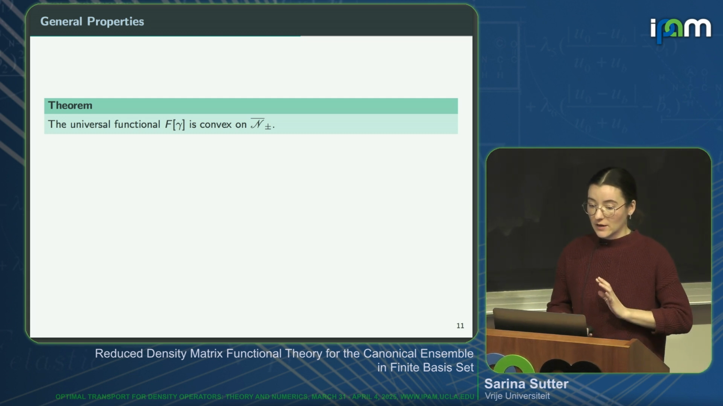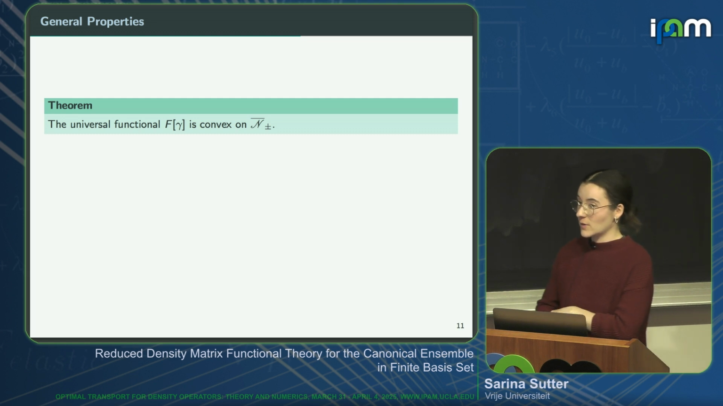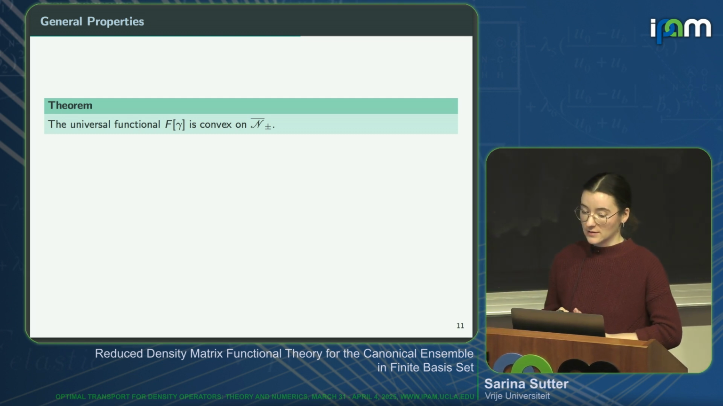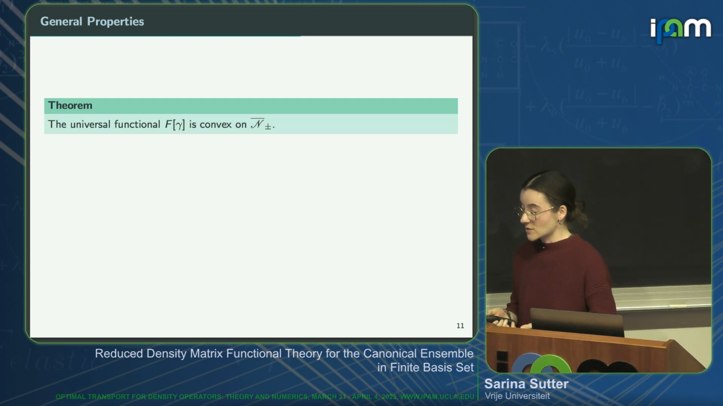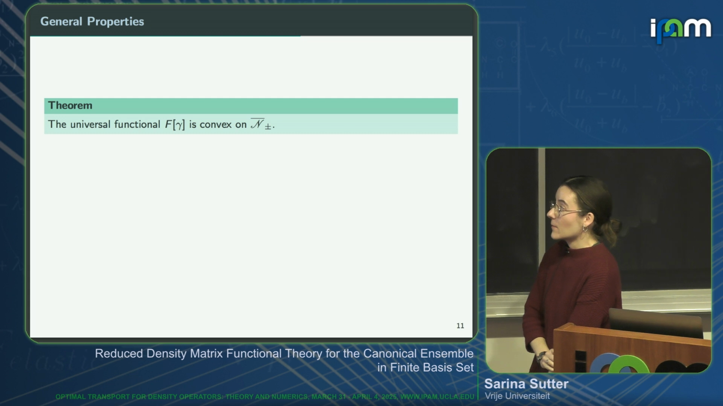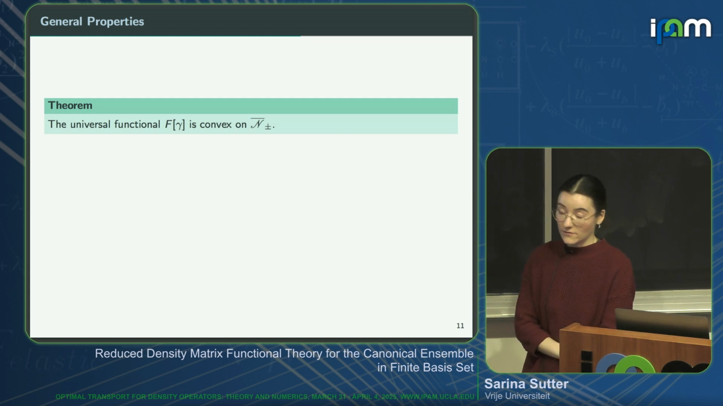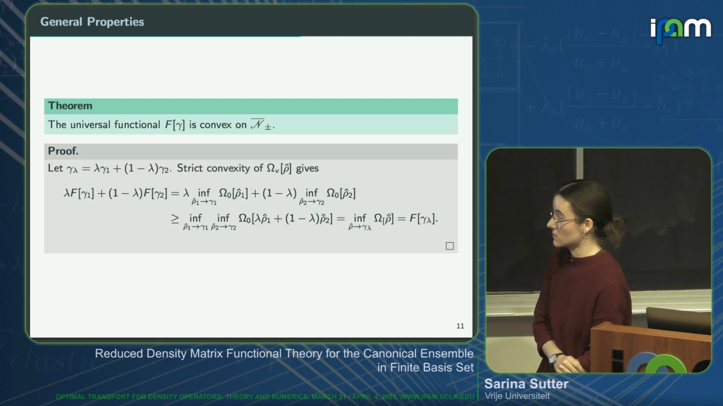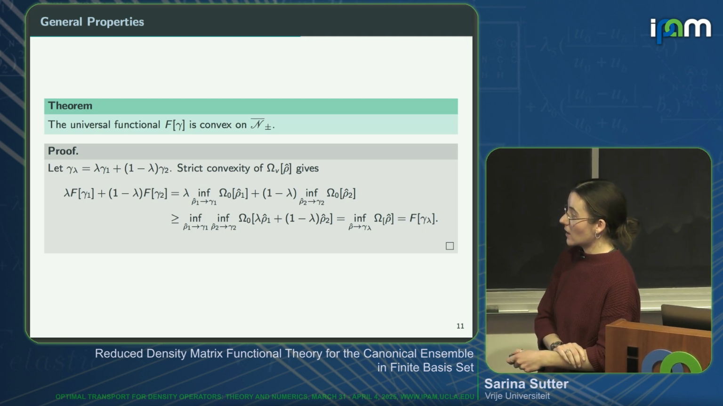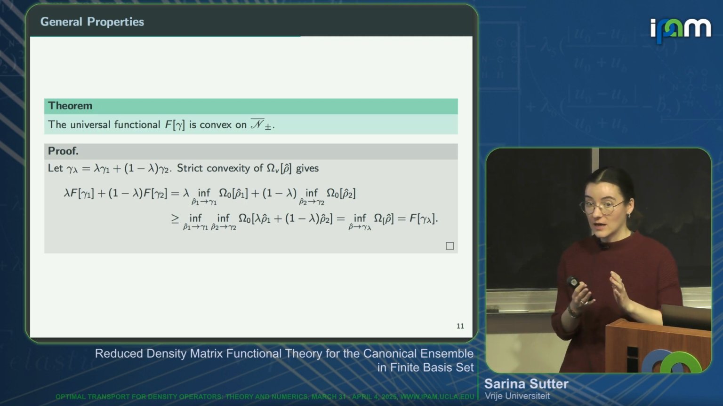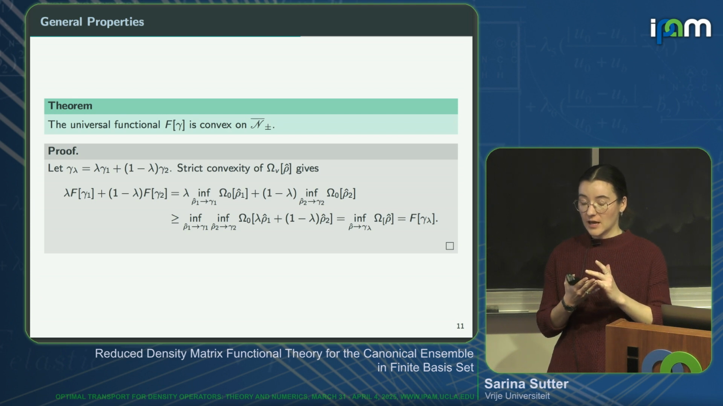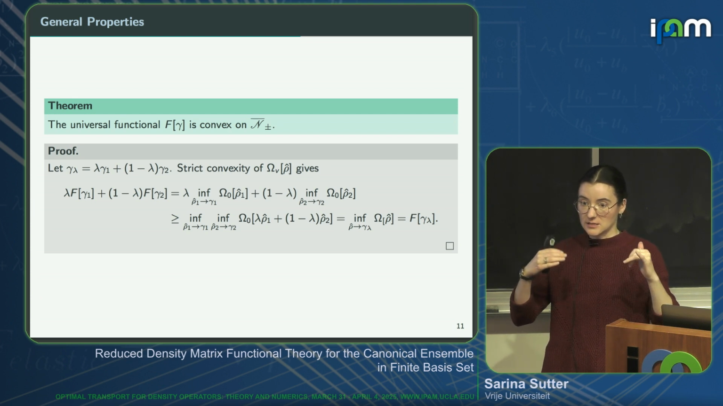I want to study a bit more the universal functional f, because at the end of the day we want to show differentiability of this functional. The fifth theorem is that the universal functional is convex, and the proof is not so hard. We make a convex combination of two 1-RDMs, and then, as you mentioned before, the Helmholtz functional is strictly convex. This is because the Hamiltonian is linear, but the entropic term makes the strict convexity.